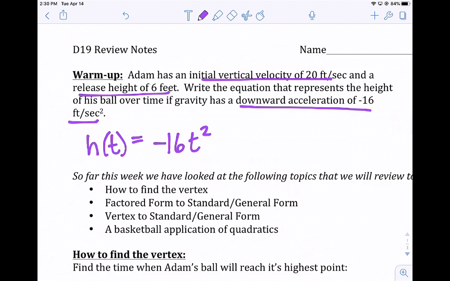Next came the initial vertical velocity, and that was 20 feet per second, so plus 20t. And then the c value was always the release height, and here the release height is 6 feet, so plus 6. If we plug in a 0, so that would be at time 0, we can see that the first part of the equation would turn into 0, and you would get the release height of 6 feet. All right, so here's the equation.